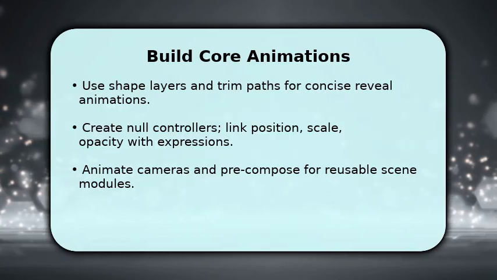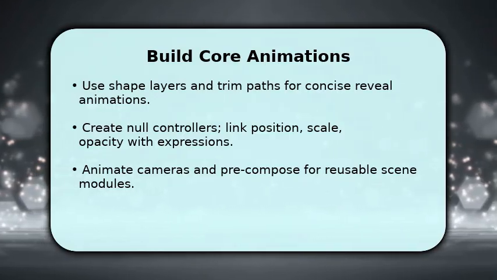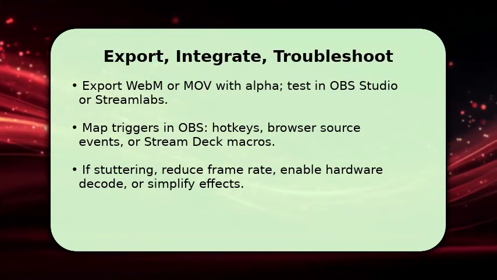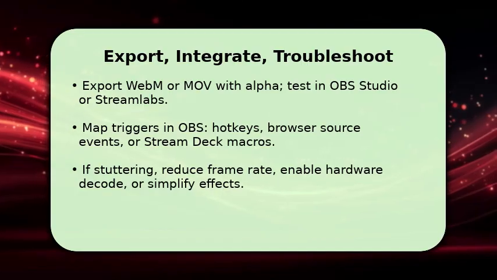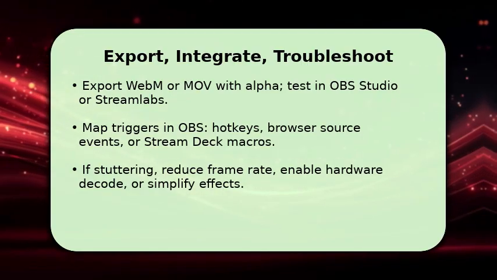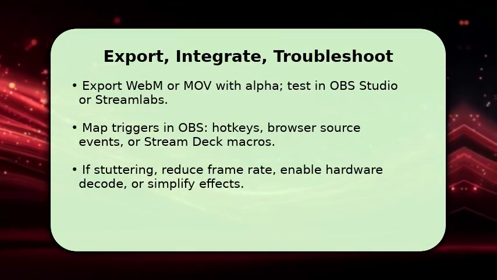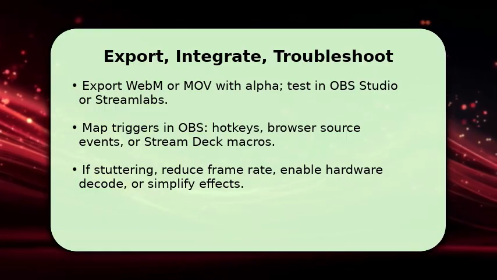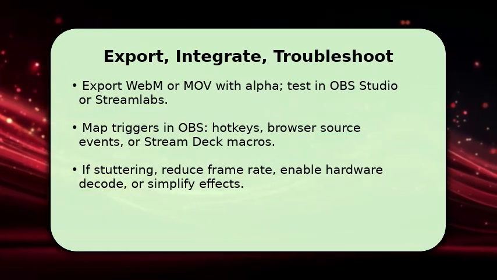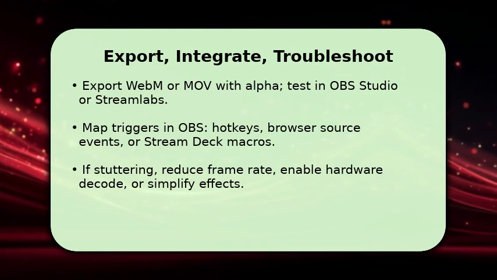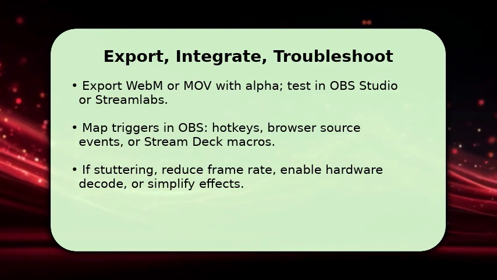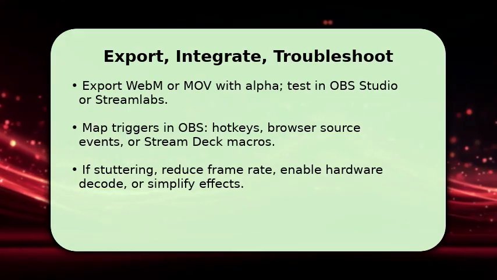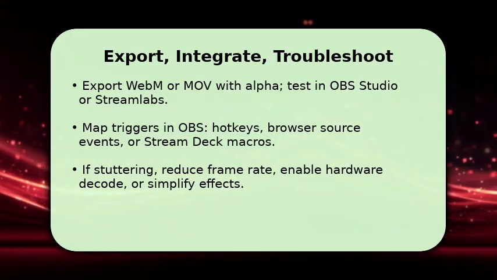You finish by exporting and hooking the effects into your Twitch setup. Choose WebM or ProRes 4444 MOV with alpha for transparency. Test the file in OBS Studio as a media source set to restart on replay if needed. Once integrated, map triggers through hotkeys, browser events, or a stream deck so you control timing live. If playback stutters, reduce frame rate, enable hardware decoding, or simplify heavy layer effects. This trades visual complexity for stable streams.